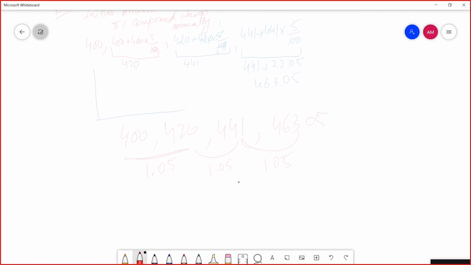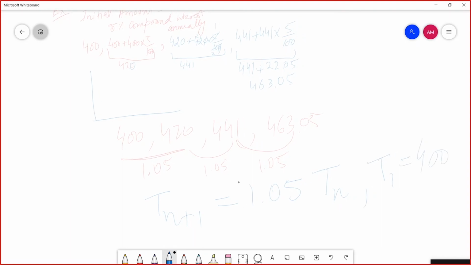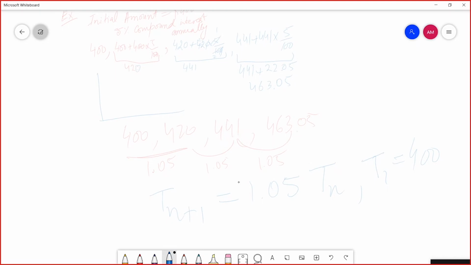It's geometric. Yeah, can you help me to write the equation now for this? T(n+1) is equal to 1.05 Tn, and T1 is equal to 400, which was our initial amount. And this is interesting. What you had was 5%. So 5% is 5 over 100, so 0.05. You understand why this is 1.05?